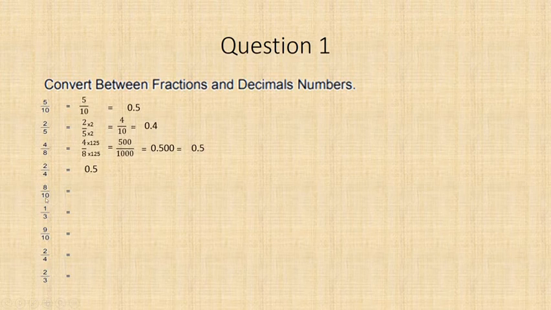8 over 10. It's the case that we had before. It's 1 and a zero, so it means it has only one decimal place, and this decimal place is 8, so it's going to be 0.8.